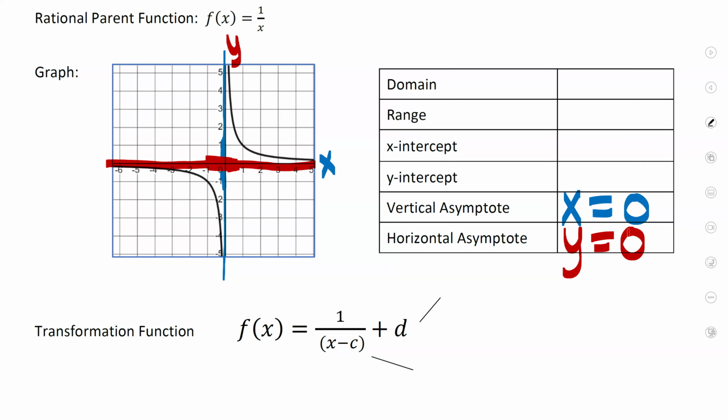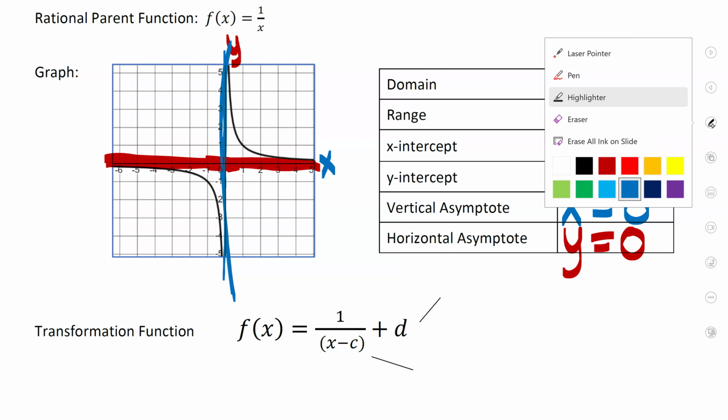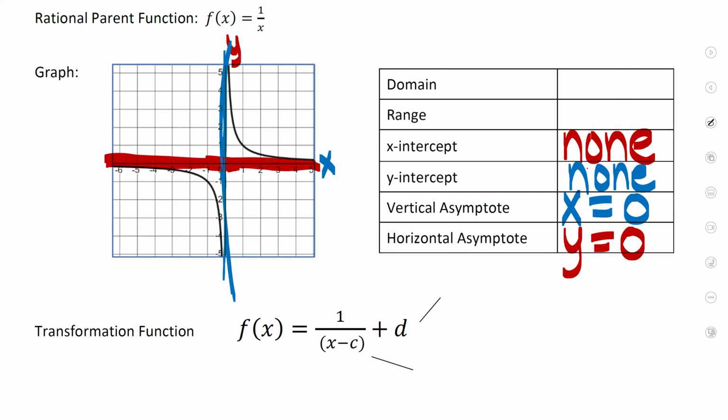Will I have an x-intercept? No, because I have an asymptote here. So it will never touch this line. So I'm going to put none. There are no x-intercepts. Is there a y-intercept? Nope, because there's an asymptote there. So none. Remember, guys, the definition of an asymptote is basically a line you never touch. So that means there's no points on the asymptote. That's what an asymptote is, okay?